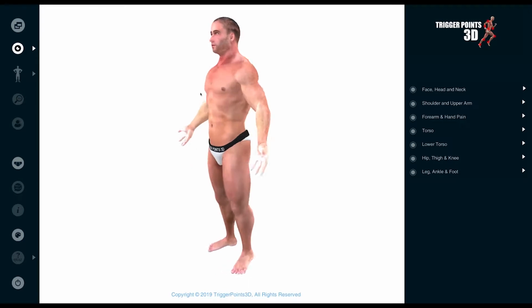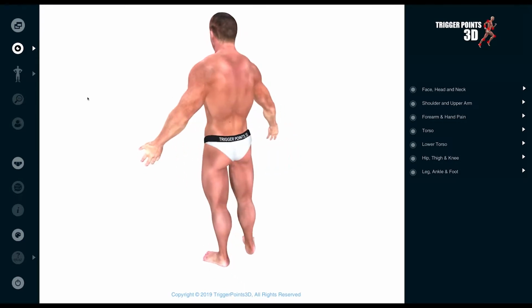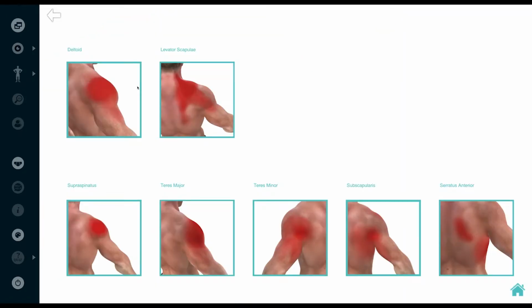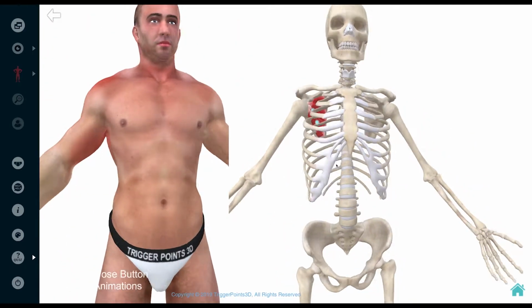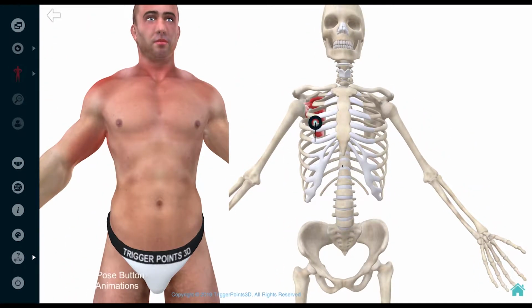Today we're going to be looking at the subscapularis muscle. So on our 3D model, if I select the area of most referred pain, we can see some of the options here. And let's click on subscapularis. Okay, so the subscapularis is an important muscle.